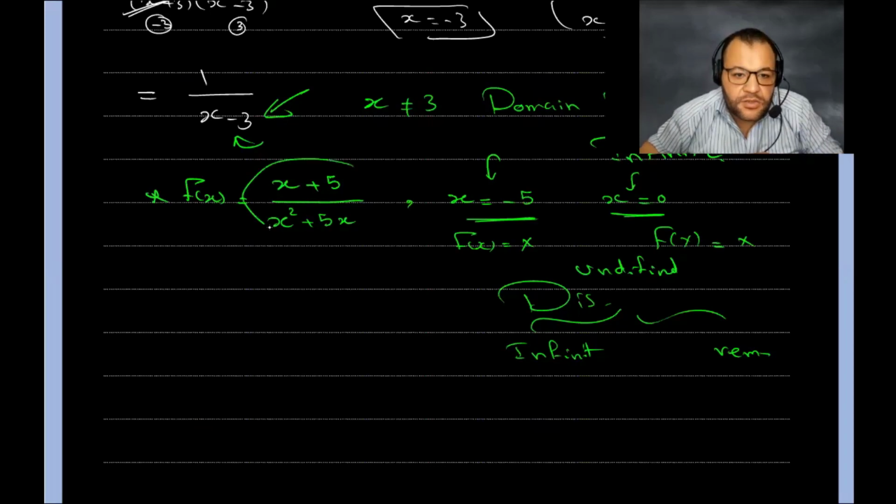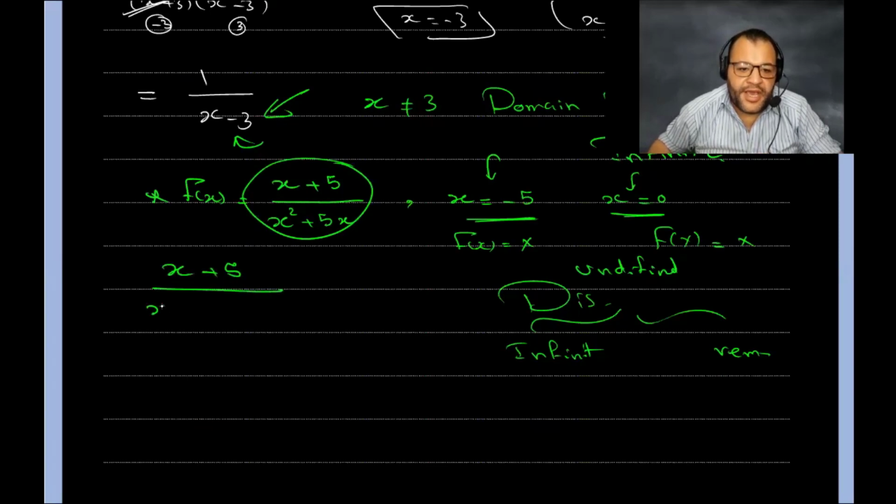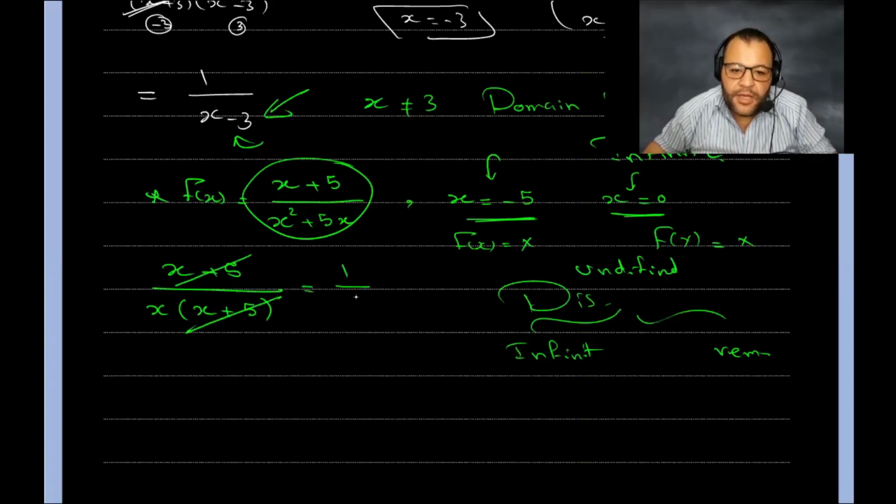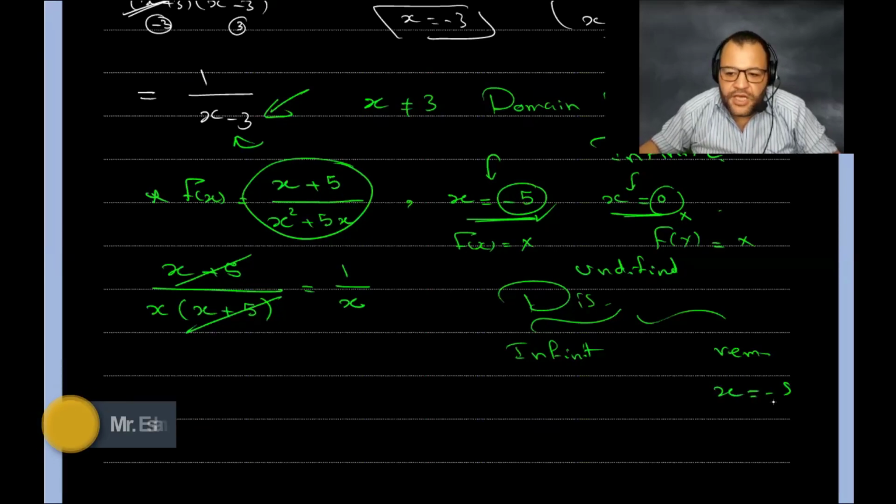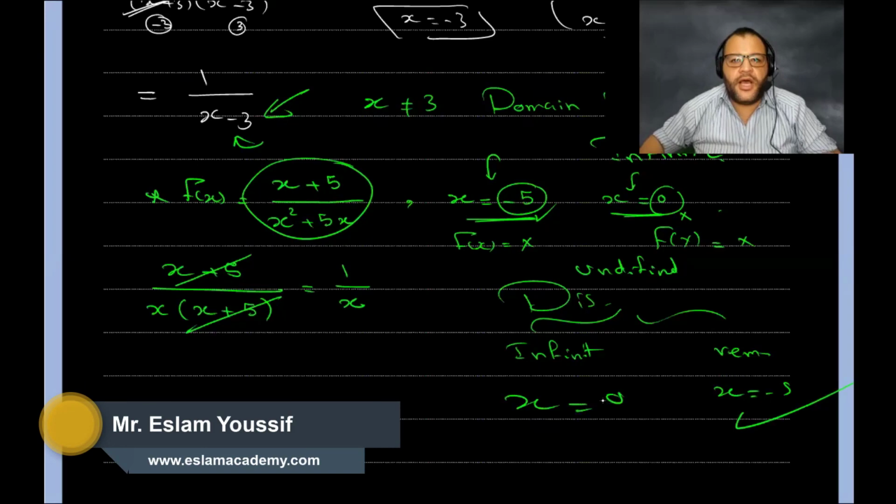Can you simplify this? x plus 5 over x squared plus 5x. Yes, we take x as a common factor, so the denominator becomes x times x plus 5. Now, which reason will be removed? You can cancel x plus 5 and x plus 5. So the new function now is 1 over x. Which value can you substitute? Can you substitute negative 5? Yes, I can substitute. Can you substitute 0? No. So negative 5 is removable and 0 is not. So x equals negative 5 is removable and x equals 0 is undefined.